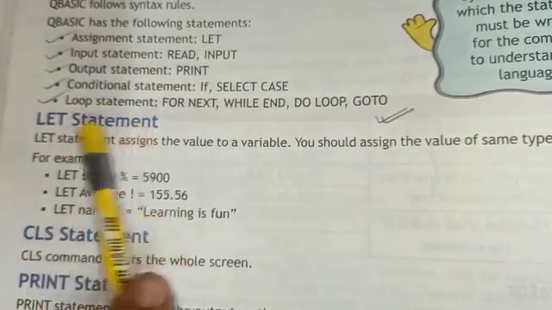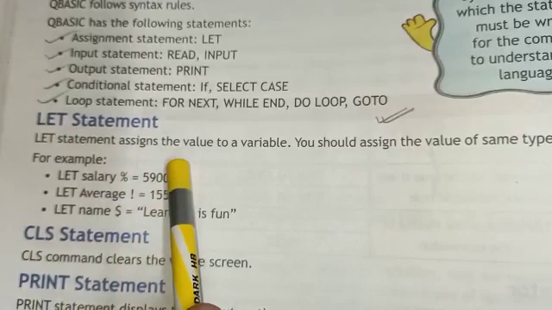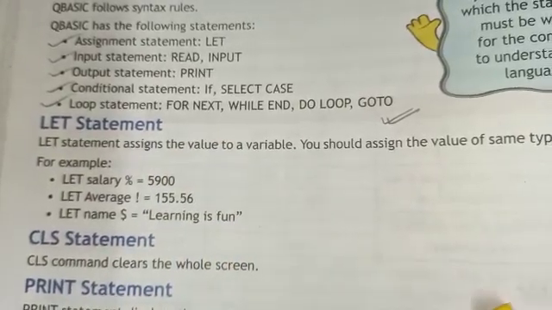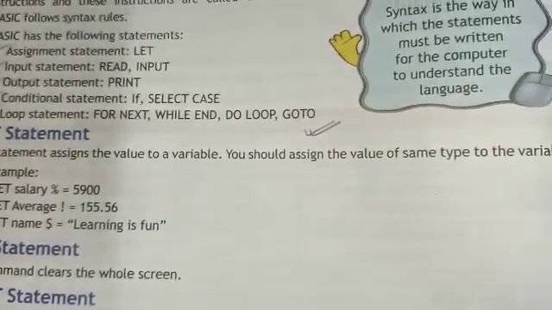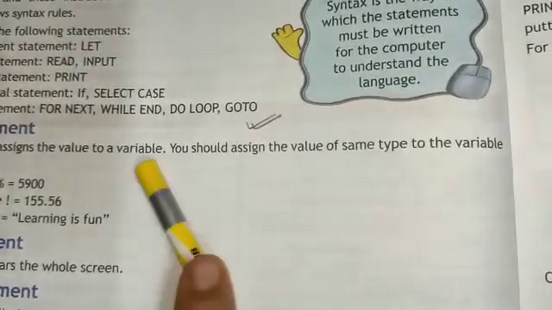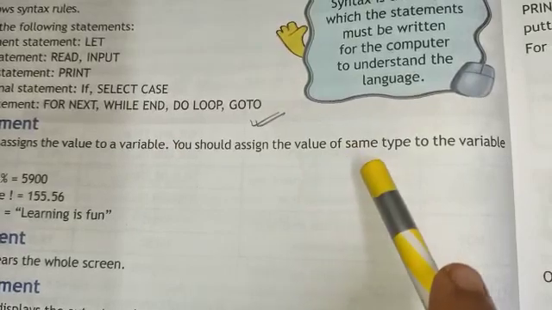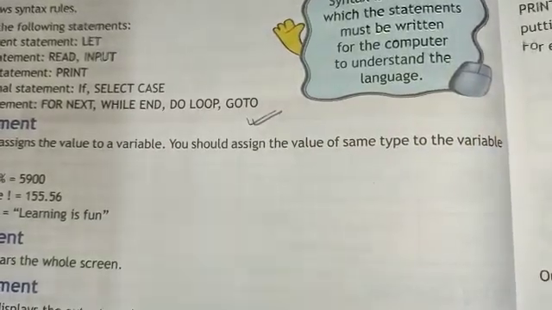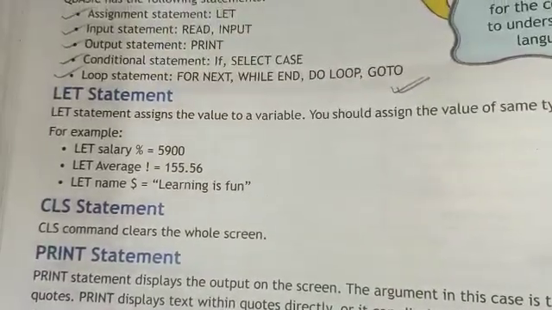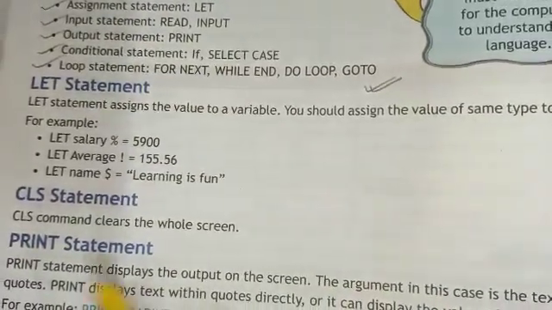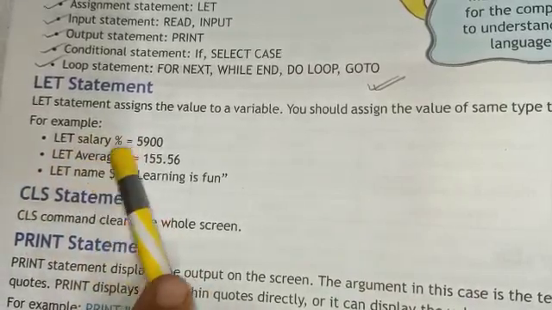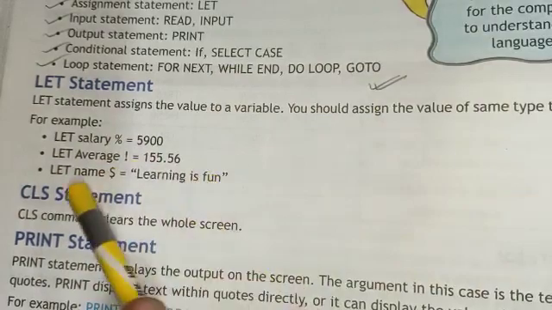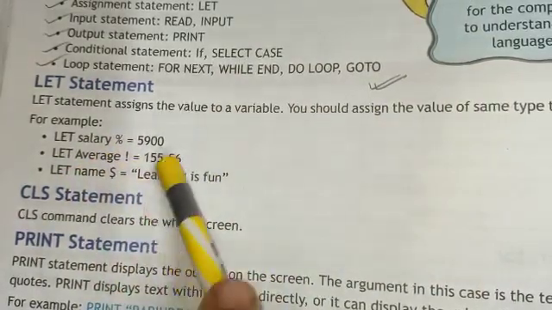Let statement. The let statement assigns a value to a variable. It gives a variable a value. You should assign a value of the same type to the variable. For example, let salary percentage mark equal 5900. These are also some examples of let statement.